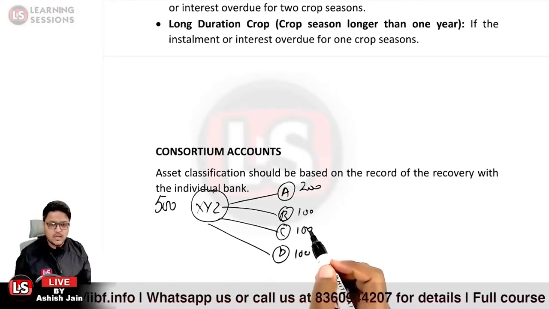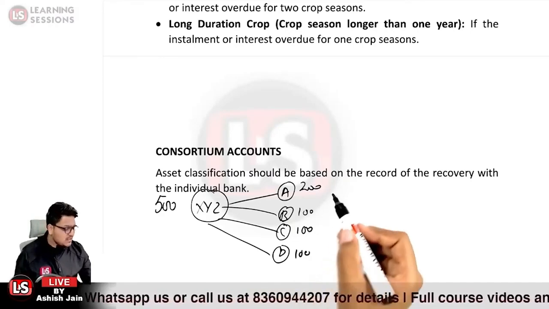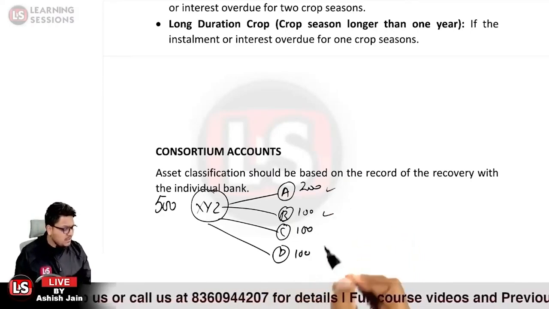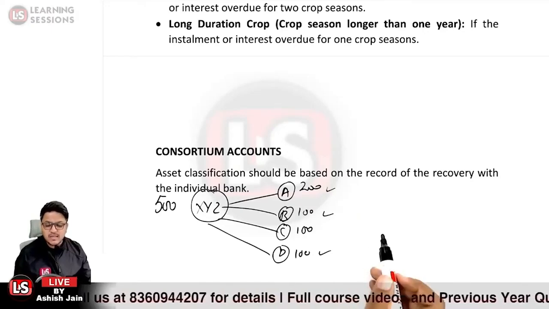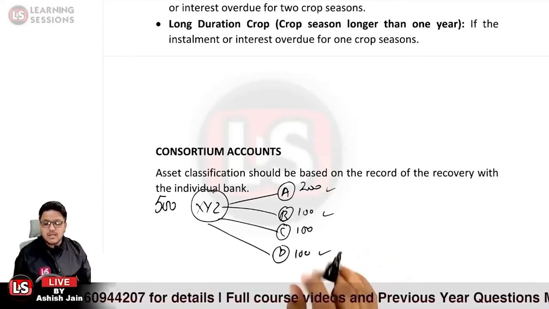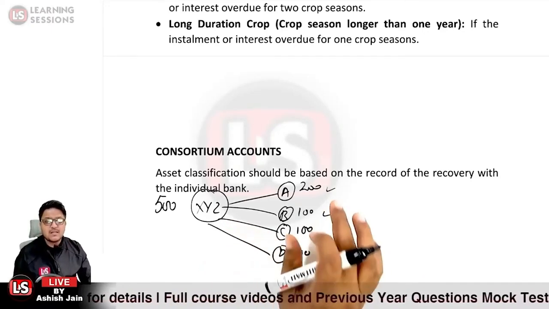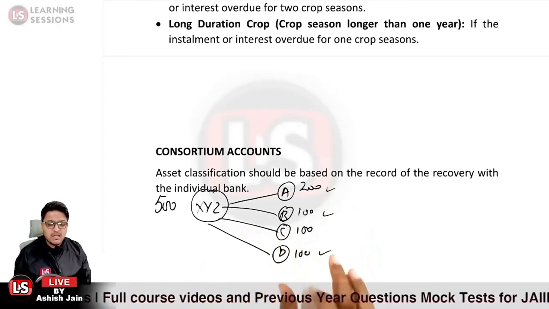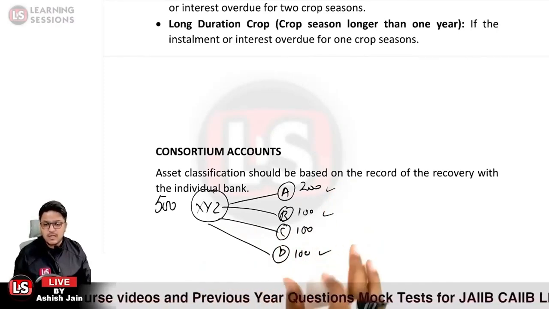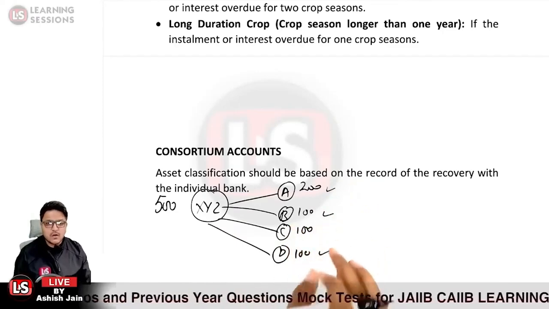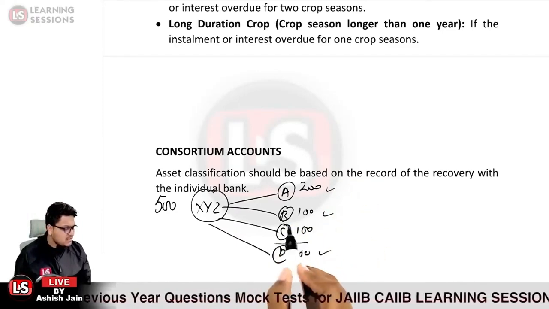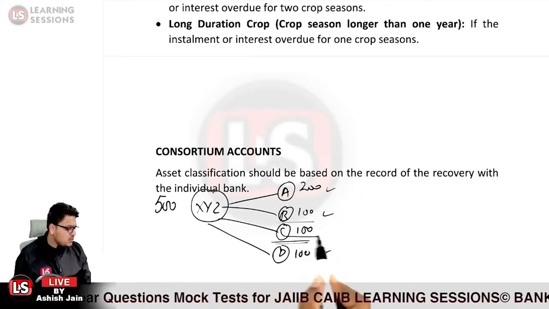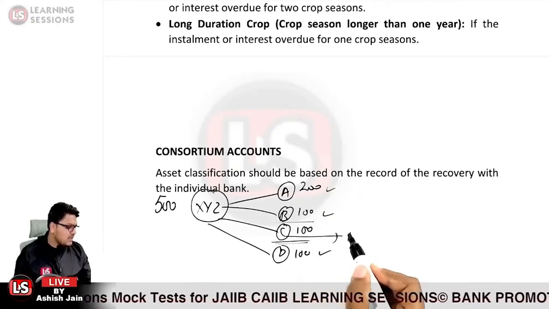Now let us take the case that the loan accounts of A, B, D are regular. These are standard, as the installments are being deposited regularly by XYZ under the accounts maintained with A, B, D. So these are regular accounts. But in the case of bank C, there is a default in the account and the loan account turned out to be NPA.